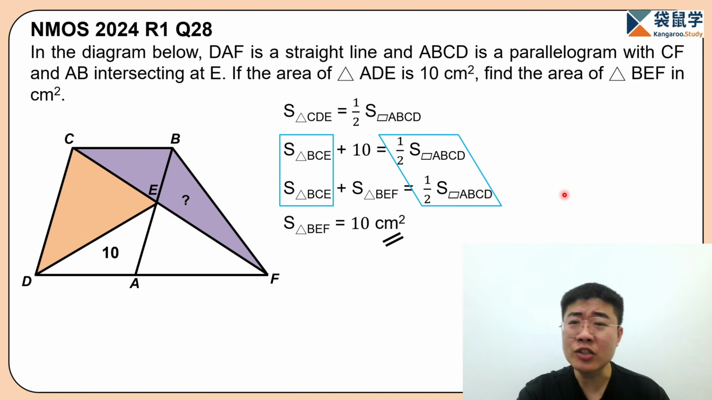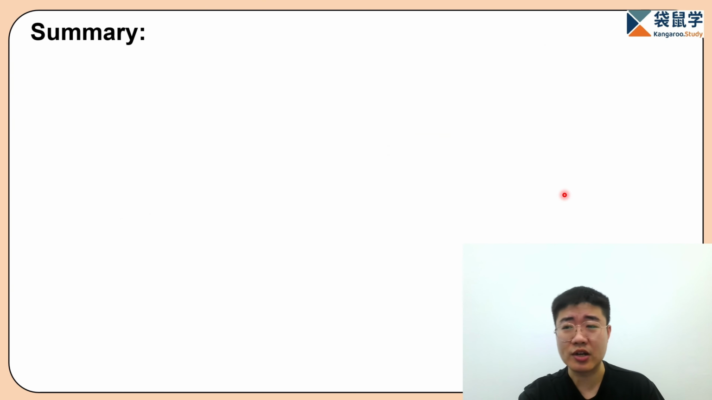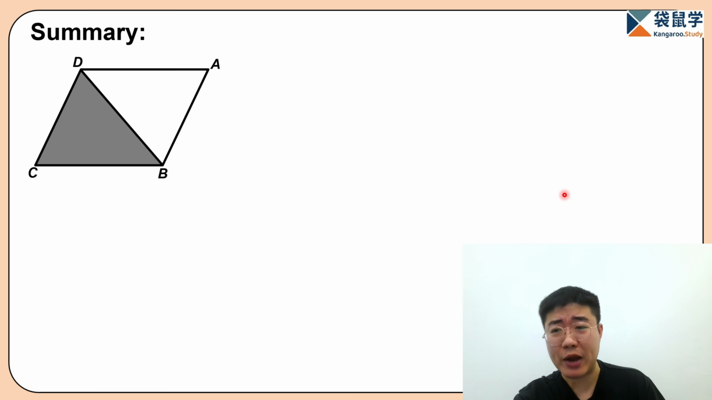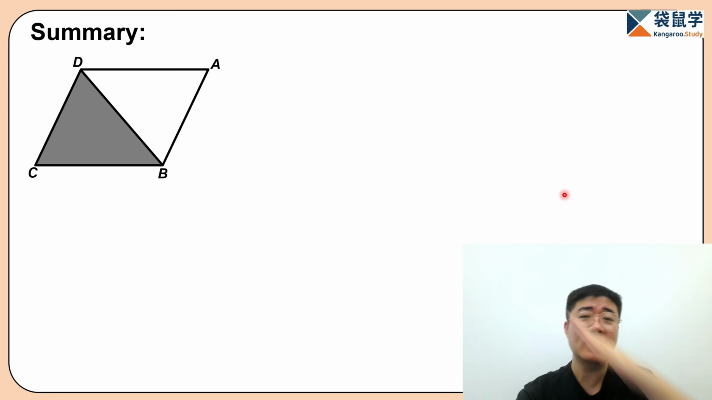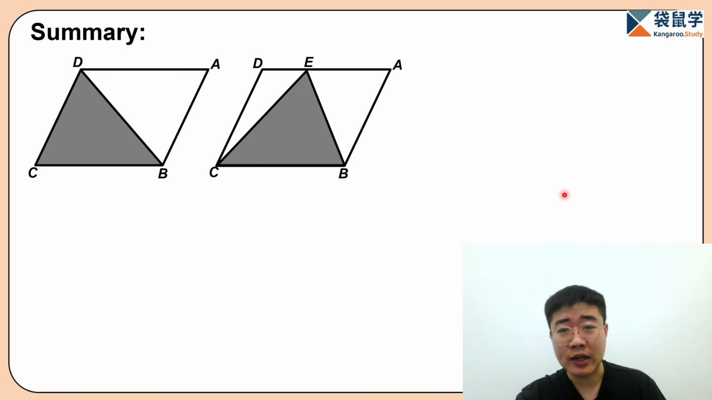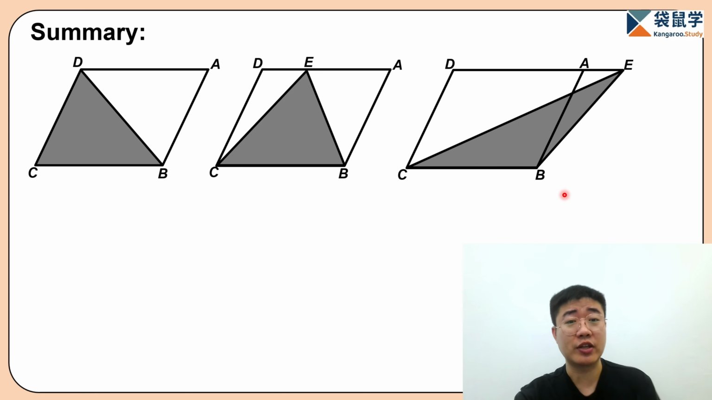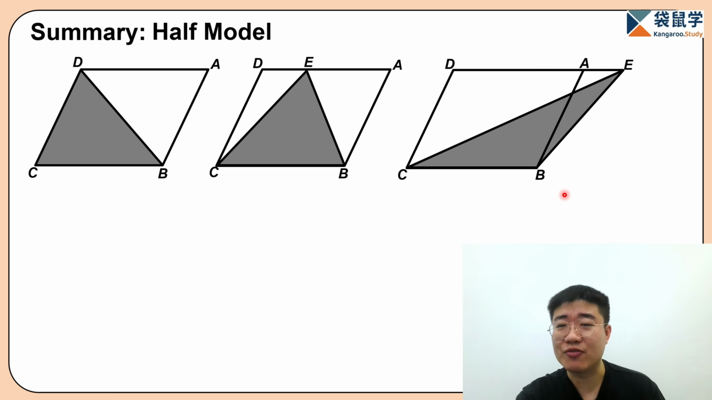So now let's do a summary for this question. So today we have learned about the parallelograms. We have the one where we just connect the diagonal. And then we can shift the point from D to E. Or we can also shift it onto the extension line of DA. Now, what's the relationship between the shaded and the total, everyone? Yes, the shaded and the total, they are half. So this is what we call the half model.